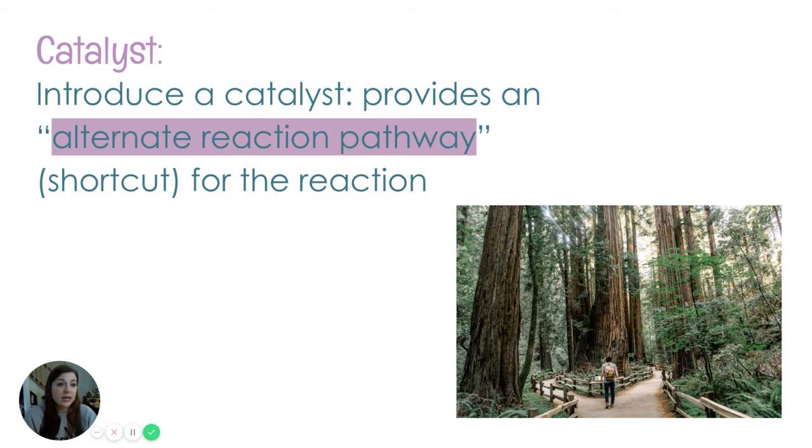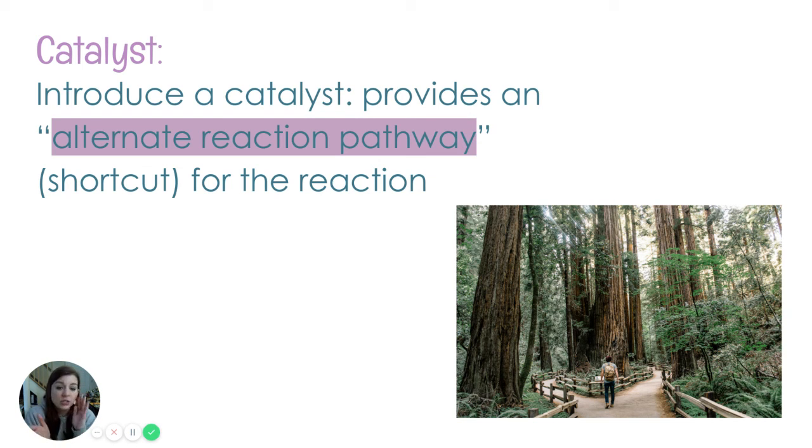Absolute last thing is introducing a catalyst. So if we introduce a catalyst, essentially what this does is it provides an alternate reaction pathway, which is a fancy science way of saying it's a shortcut. So if you look at this picture here, we have a person walking through the woods, and there's two paths. This is the same thing that atoms can do.